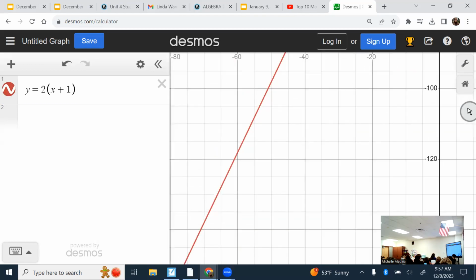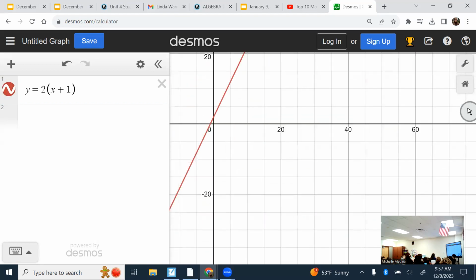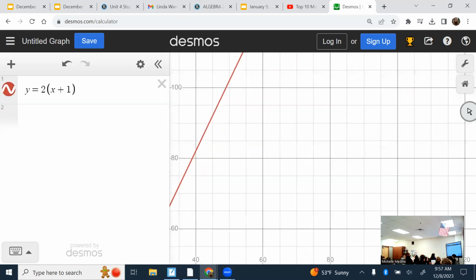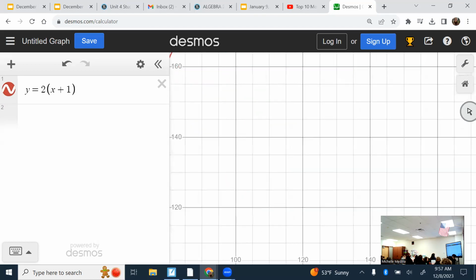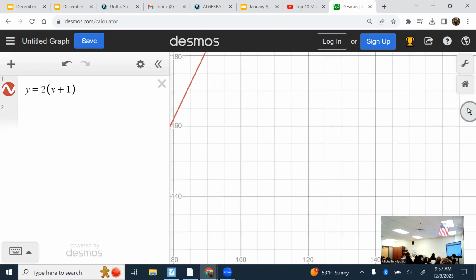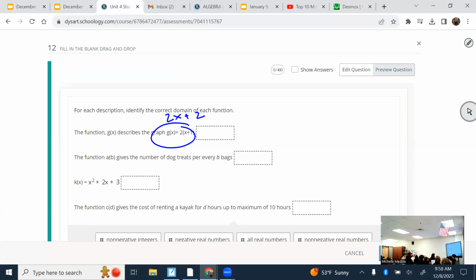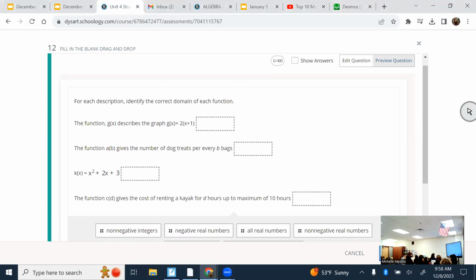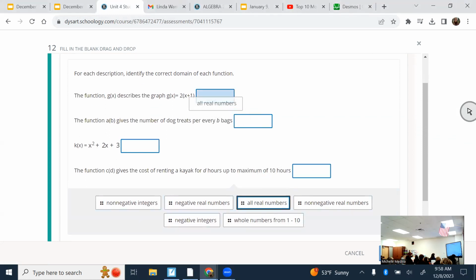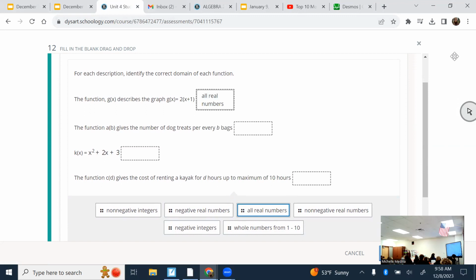Then since domain is left to right, all the x's look to the right. Does it have any sort of boundary the more I go to the right? No. So then it goes on forever, left and right. When that happens, what's my domain gonna be? What do we call it when it goes on infinitely? There's no boundary at all. All real numbers is what we call that. So for the first one, if it's just an equation, you look at it, it goes on forever in that direction, then all real numbers.